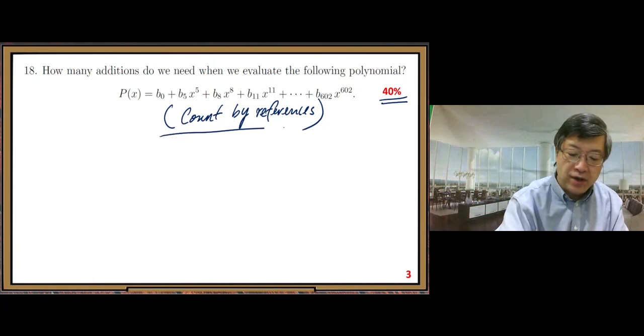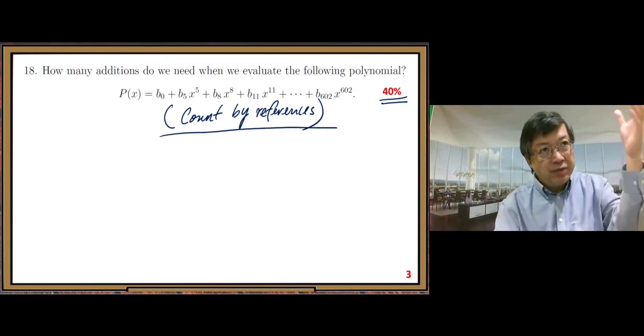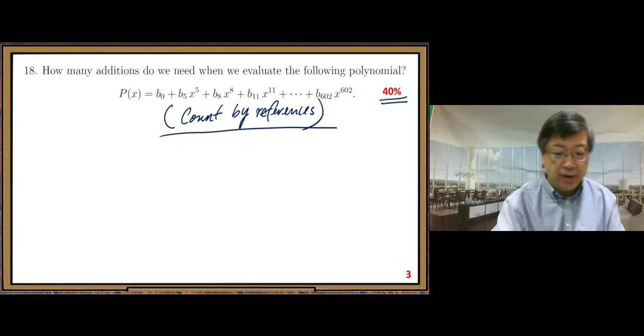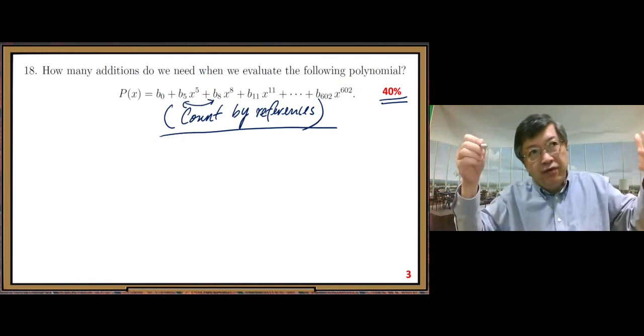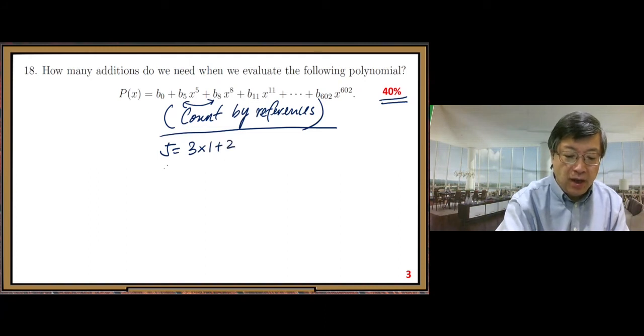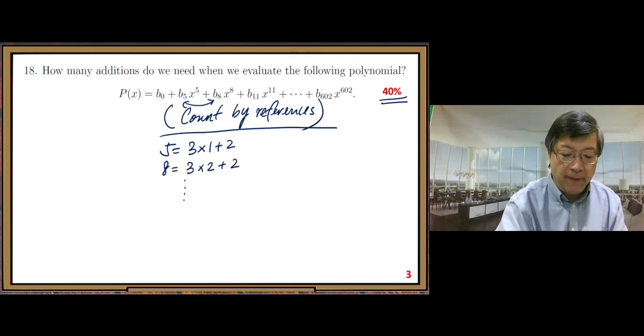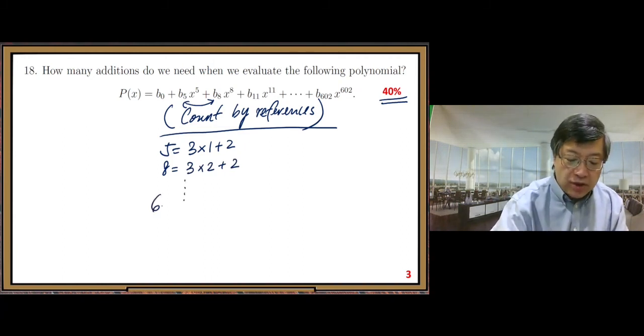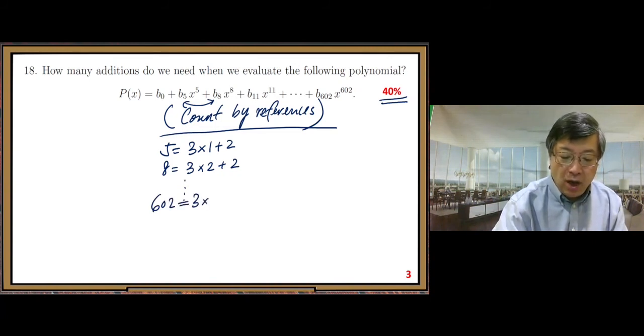So here, the subscript we will use to keep track of that. Because the difference of two of the adjacent subscripts is 3, you need to use a multiple of 3 plus some remainder. So 5 equals 3 times 1 plus 2, right? 8 equals 3 times 2 plus 2, and so on. So the last one, 602 equals 3 times 200 plus 2, right?